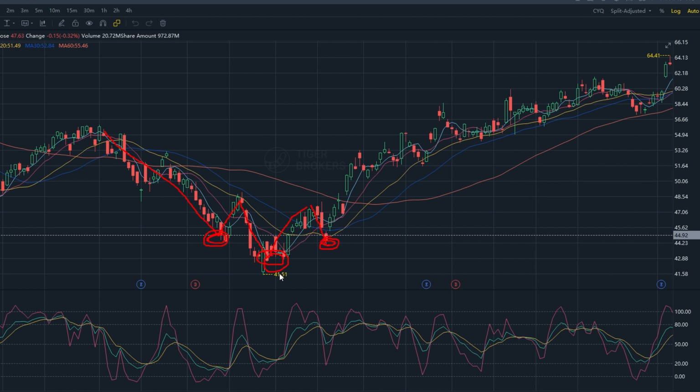Just like a person's shoulders, the head is in the center, upside down. Above this is what we call the neckline. This area is a neckline. So this pattern gives us a clear signal: a head, a left shoulder, a right shoulder, and the neckline above. So when the price breaks above the neckline, that usually confirms a trend reversal. That's a basic way to identify an inverse head and shoulders pattern.